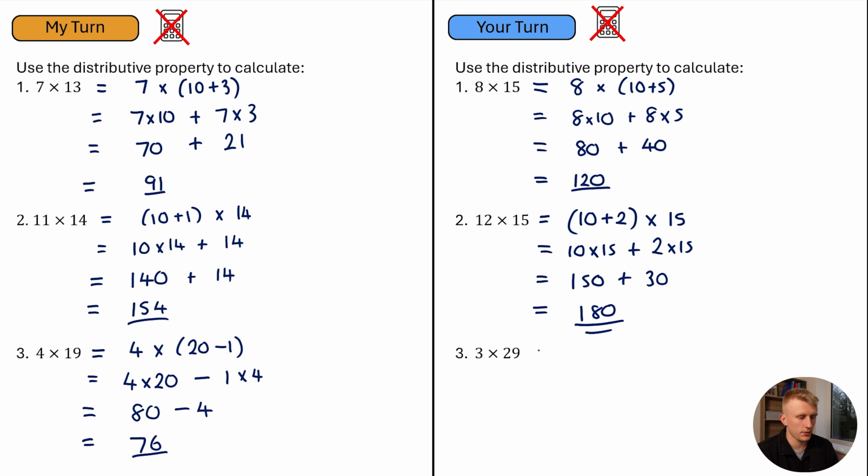And number 3, 3 multiplied by 29. I'm going to change the 29 into 30 subtract 1. And what I can do is I can do 30 lots of 3 and then take away 3 from that. I'll do 3 lots of 30 and then take away 1 lot of 3 after that. 3 multiplied by 30 is 90. Subtract 3. 90 subtract 3 is 87.